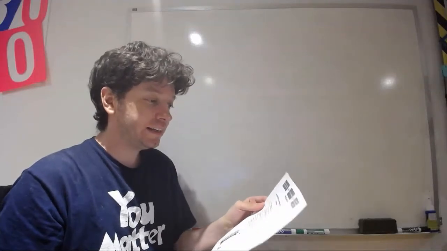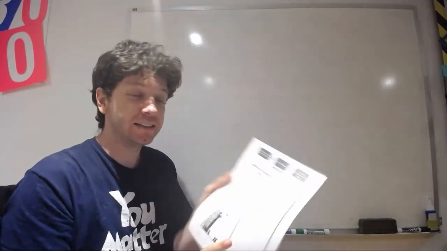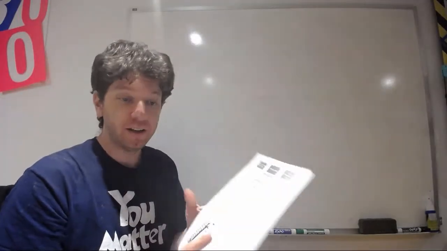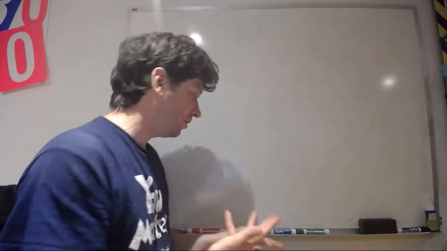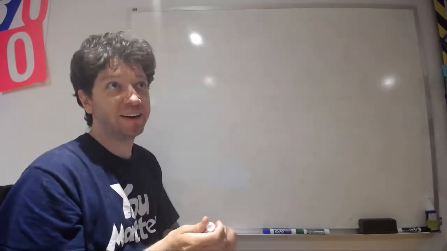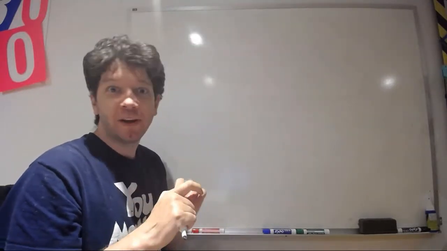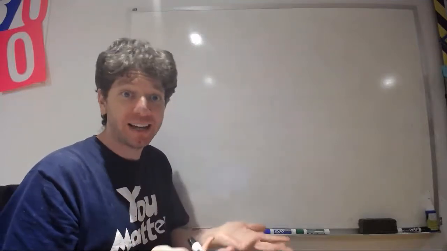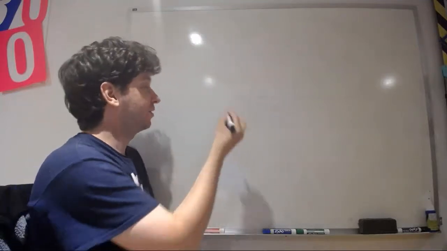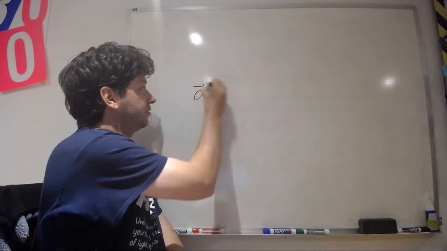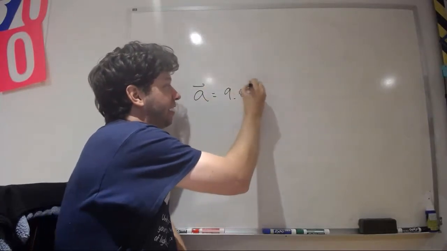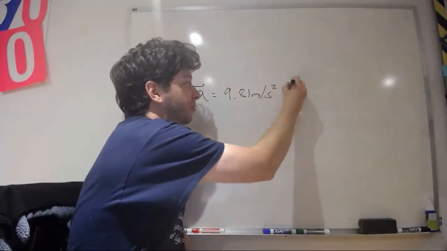All right, so today is Unit 1 Kinematics, Lesson 6, Acceleration Due to Gravity. Okay, and I think we're used to acceleration due to gravity from grade 11. I'm hoping everyone remembers no matter what an object's mass is, it's going to accelerate down to the Earth at an acceleration of 9.81 meters per second squared.